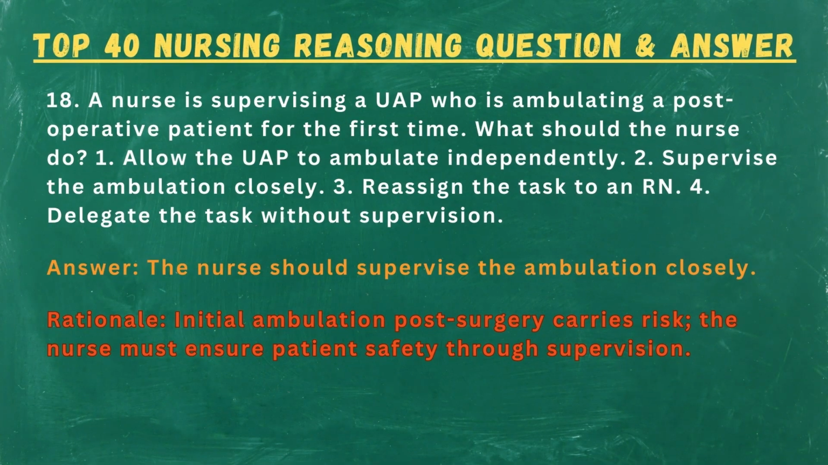18. A nurse is supervising a UAP who is ambulating a post-operative patient for the first time. What should the nurse do? 1. Allow the UAP to ambulate independently. 2. Supervise the ambulation closely. 3. Reassign the task to an RN. 4. Delegate the task without supervision. Answer. The nurse should supervise the ambulation closely. Rationale. Initial ambulation post-surgery carries risk. The nurse must ensure patient safety through supervision.